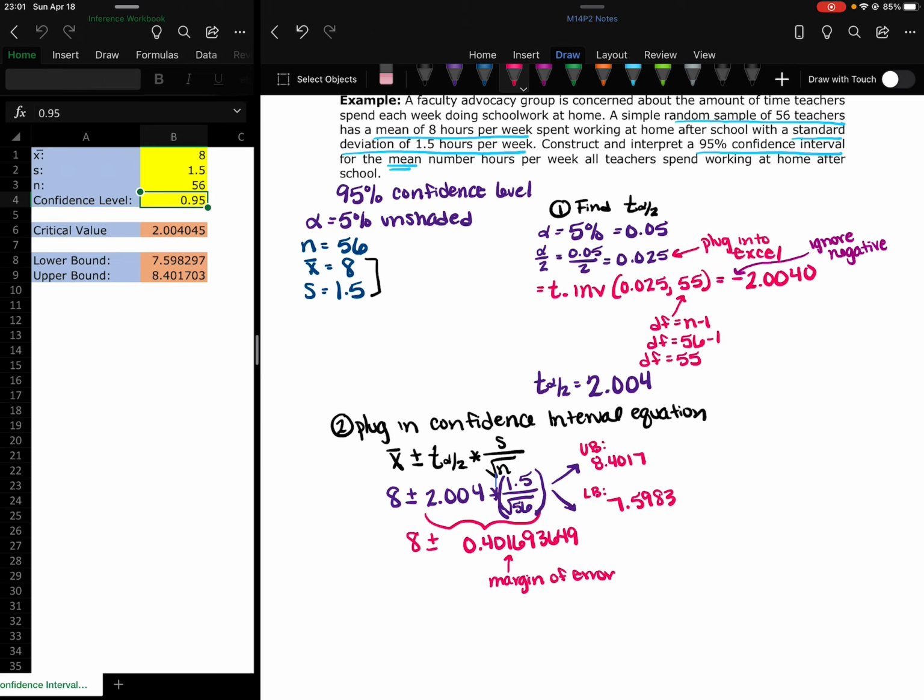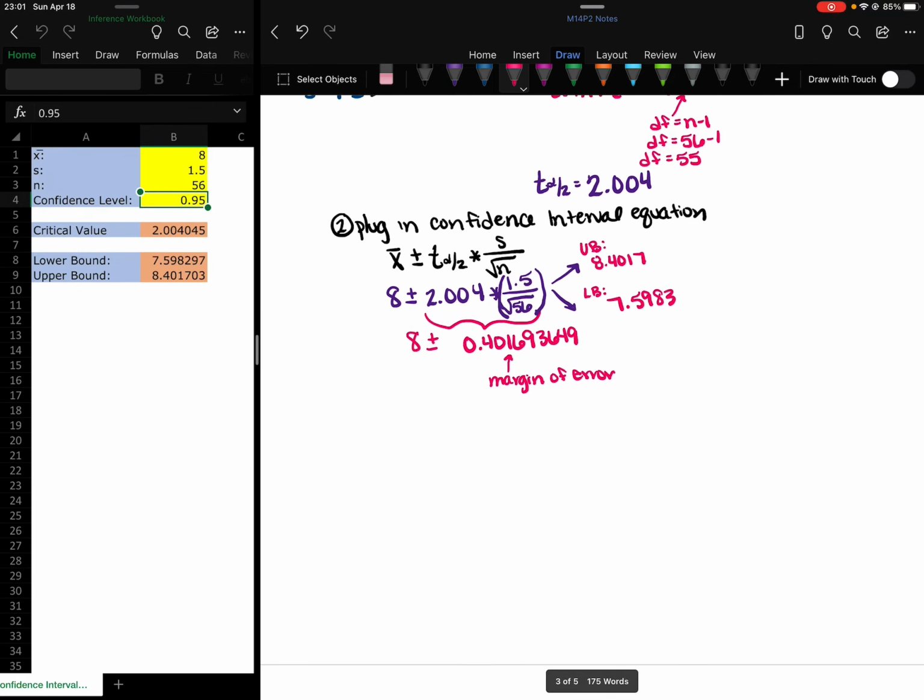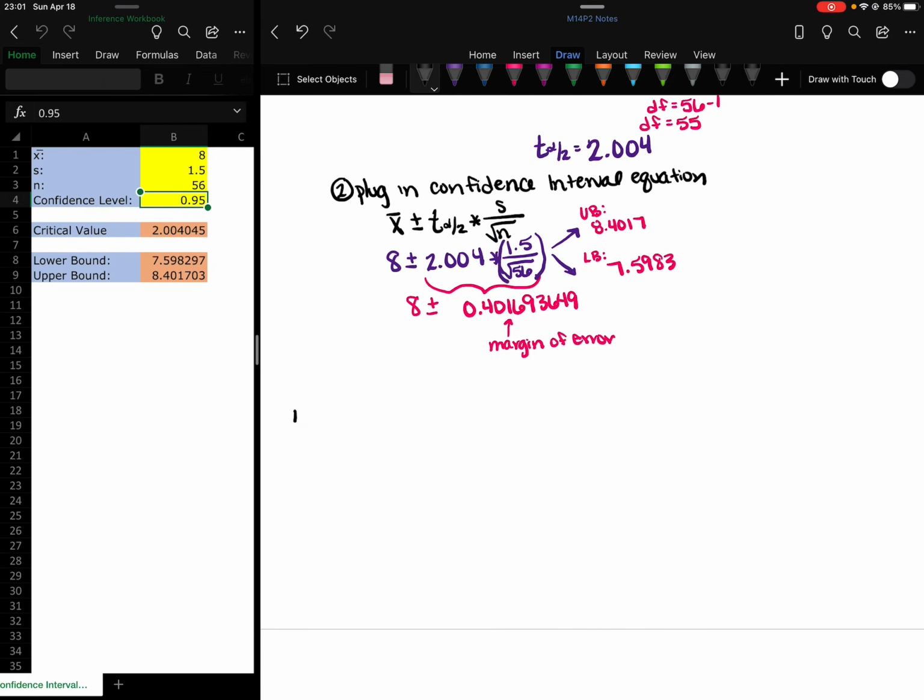Our critical value 2.0040. 7.5983, 8.4017. So Excel gives you your upper and lower bounds right away. All you have to write down are the upper and lower bounds. So then you can go straight to the interpretation.